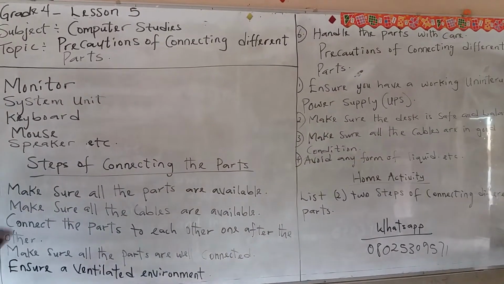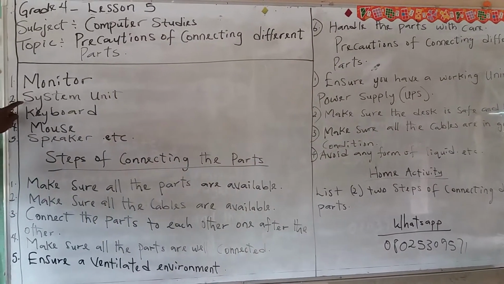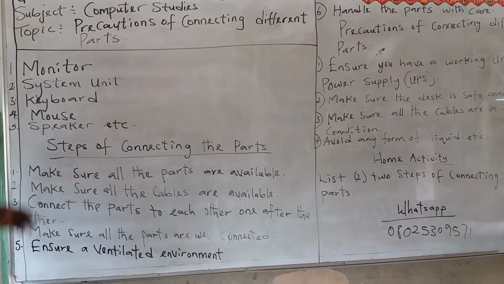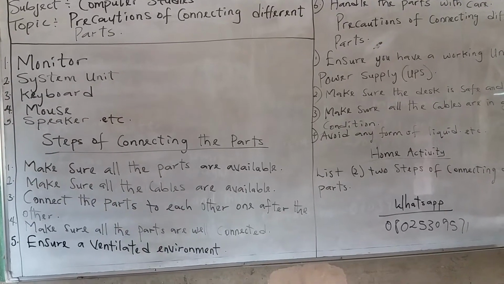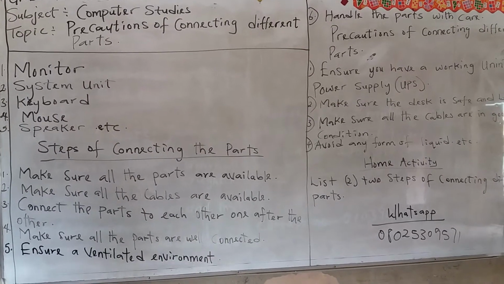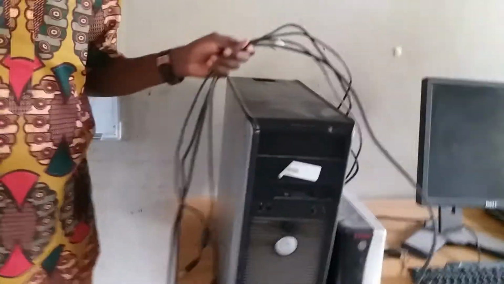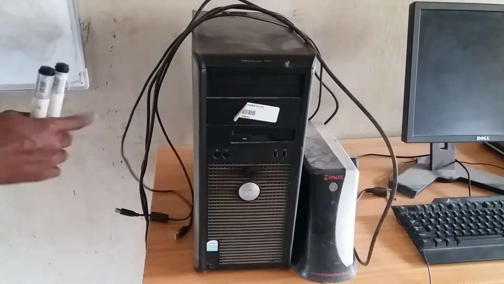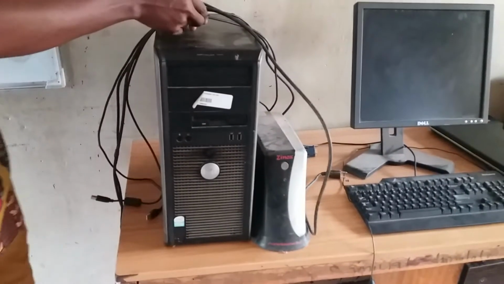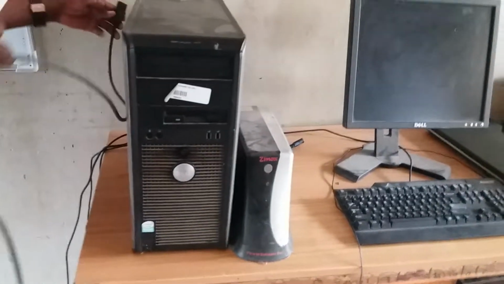Okay? So number one, you make sure all the parts listed here are available, because these are the basic parts of a computer. Okay? Then you also make sure all the cables, look at them here, are available before you proceed into connecting your computer. Then you connect these parts one after the other. You connect them one after the other.